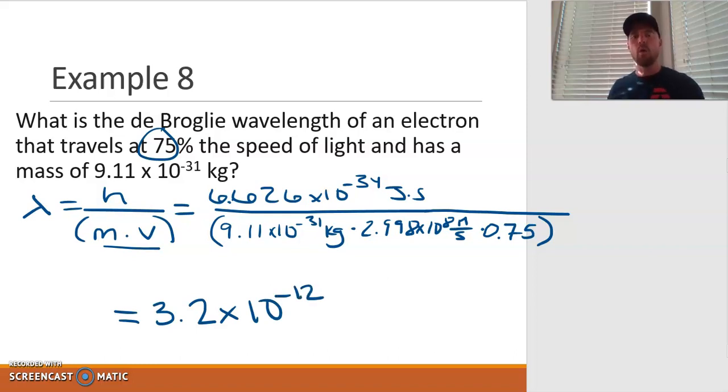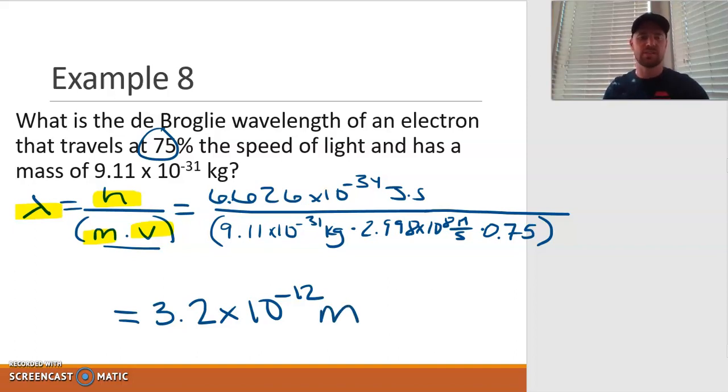Now, what would be your units for this answer? Well, here's one way to think about it. This is the easier of the two. Since I plugged in the SI units for Planck's constant, mass, and velocity, it should report out then the SI unit for wavelength, or just length. And what is the SI unit for length? It's the meter.